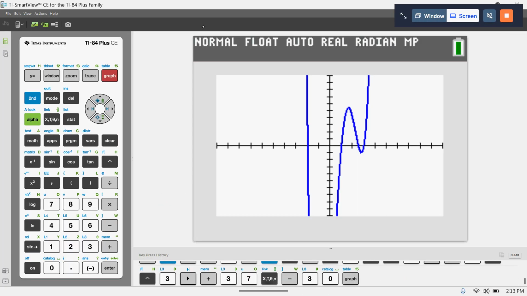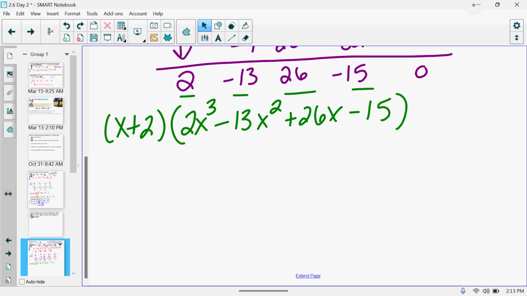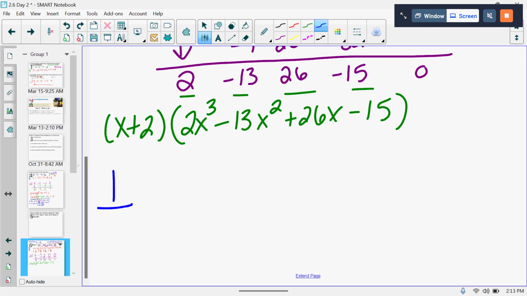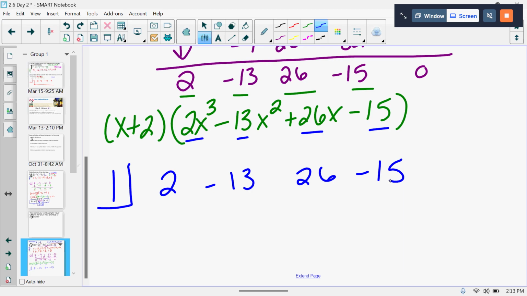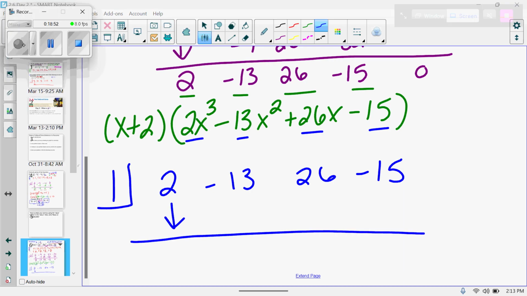So look back to your graph. We said that it looks like it crosses at 1. And that's one of the things in our list. So we know that that is a potential 0. So we have to do another round of synthetic division with these coefficients. So go ahead and lay them out. 2, -13, 26, and -15. And I'll give you a minute again to go ahead and do that synthetic division.